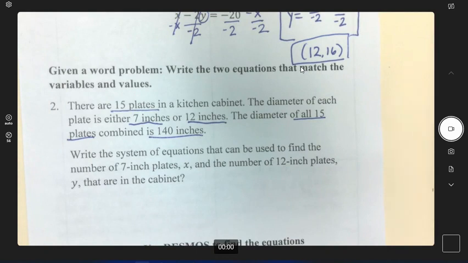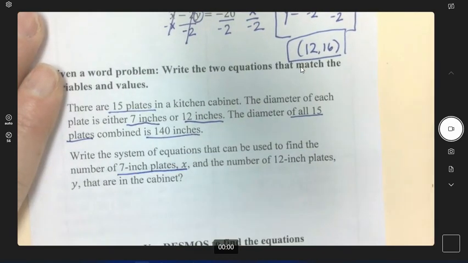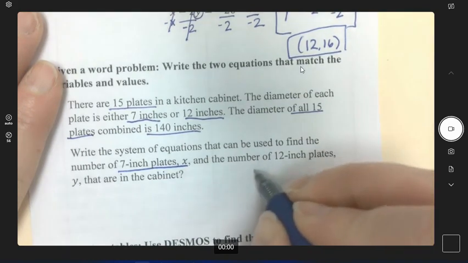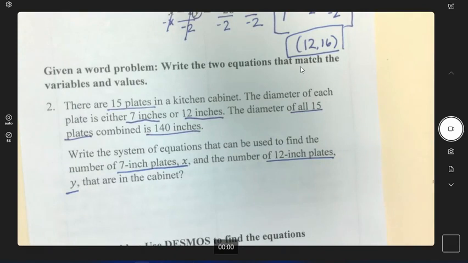Write the system of equations used to find the number of 7-inch plates, x. So go ahead and underline x and 7 inches. And the number of 12-inch plates, y, that are in the cabinet. So we have the 2 different variables, x and y. So let's talk about just how many plates are there total. How many plates are there total? How many plates are in that cabinet? What does it say? 15, yeah.